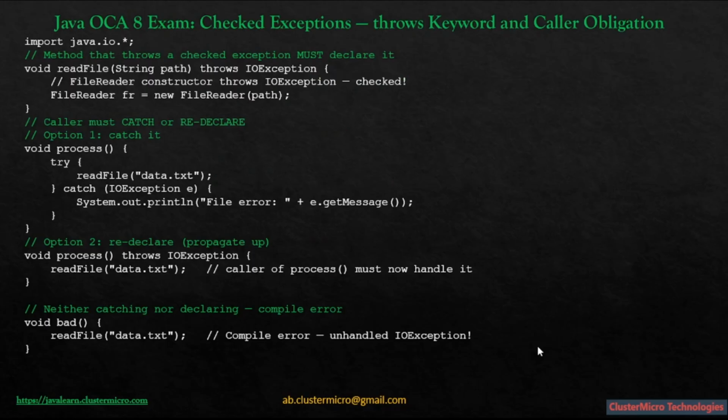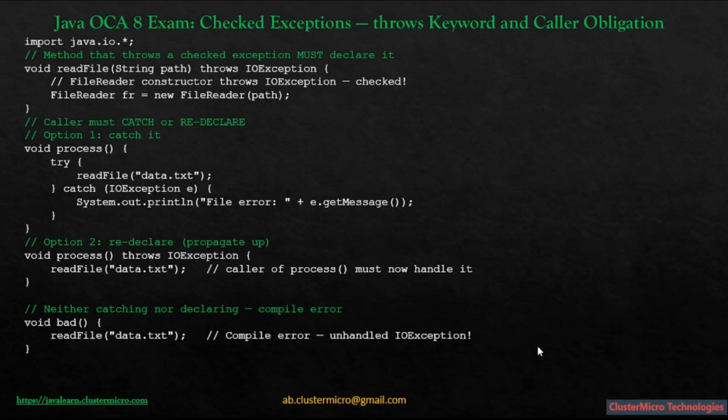So checked exceptions, throws keyword and caller obligation. Checked exceptions are enforced at compile time. They create a rule that the compiler makes sure you follow. If you call a method that declares a checked exception in its throws clause, you must handle it or declare it. You have two options: handle it with a try-catch block or pass it up by adding a throws clause to your method. If you do neither, the code will not compile.